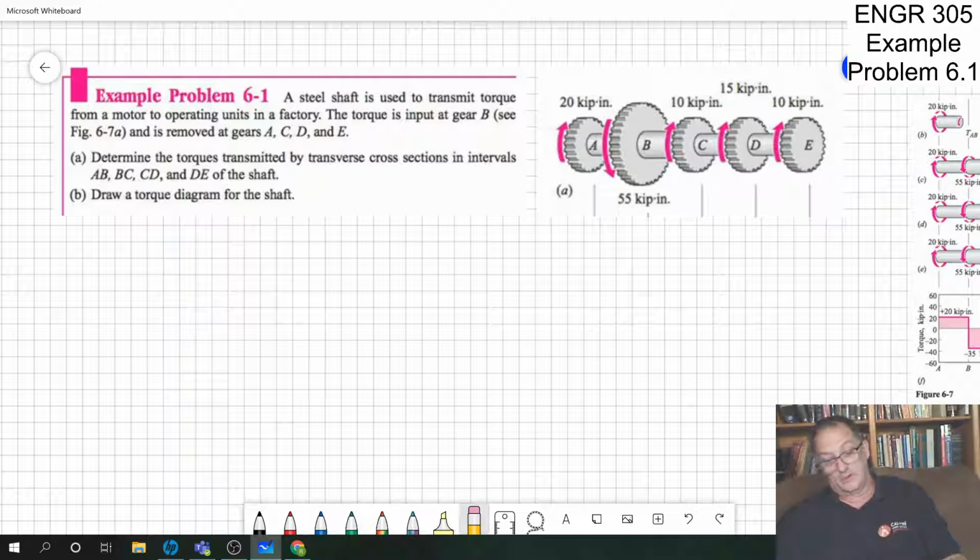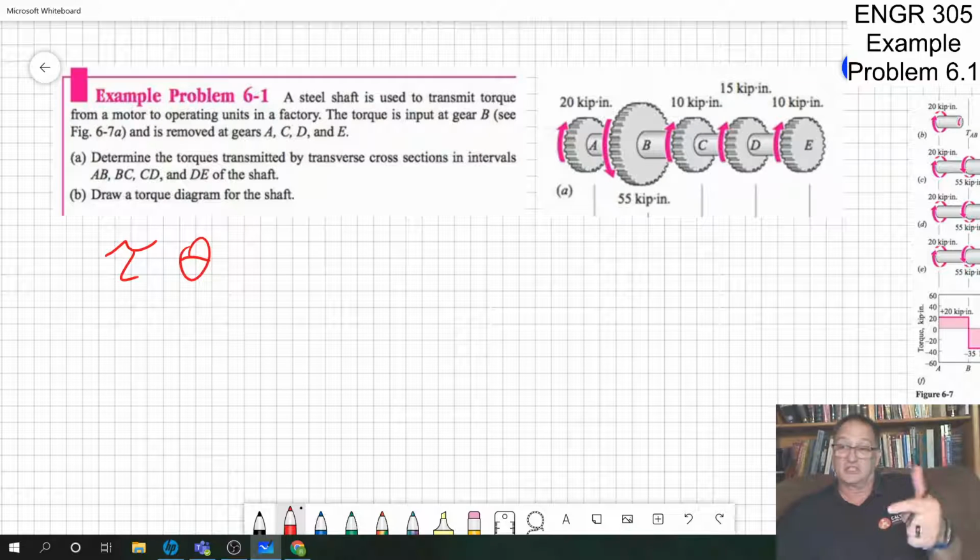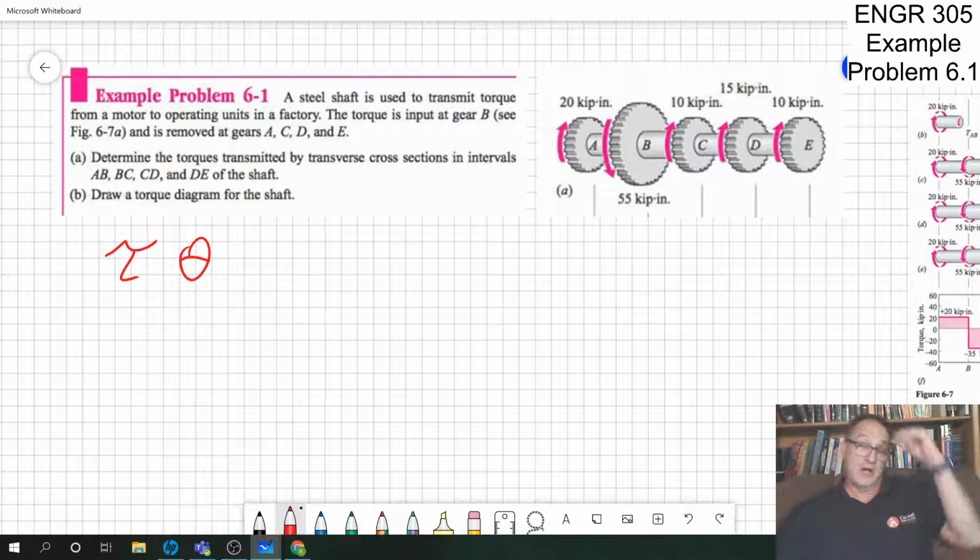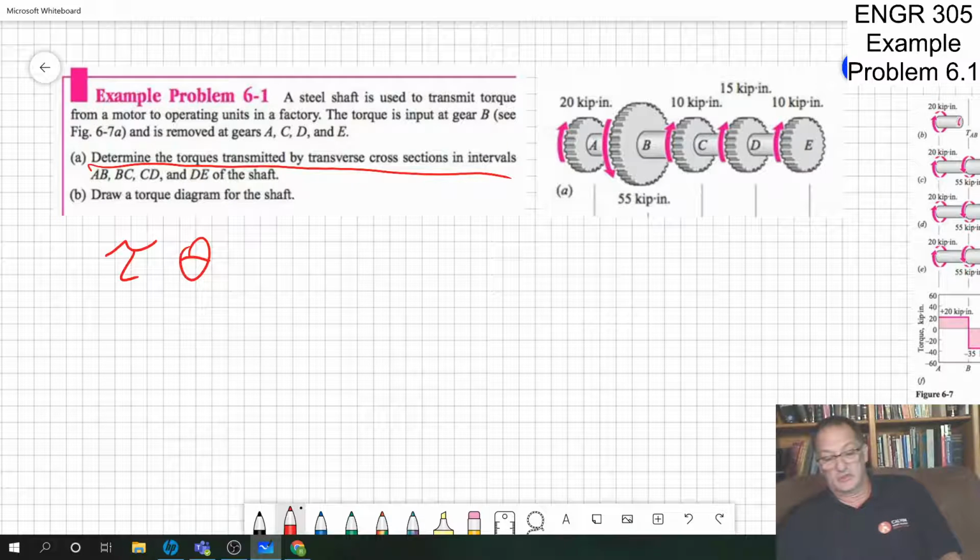It is not about what we were learning about, which is the shear and the displacement, the stresses and the displacement. This is actually a classic 202 problem that when we did 202, we just didn't do torques this way. So this is a torque problem instead of a force problem, and we're just being asked to solve the free body diagram. So determine the torque transmitted by the cross sections in the intervals AB, BC, CD, and DE.